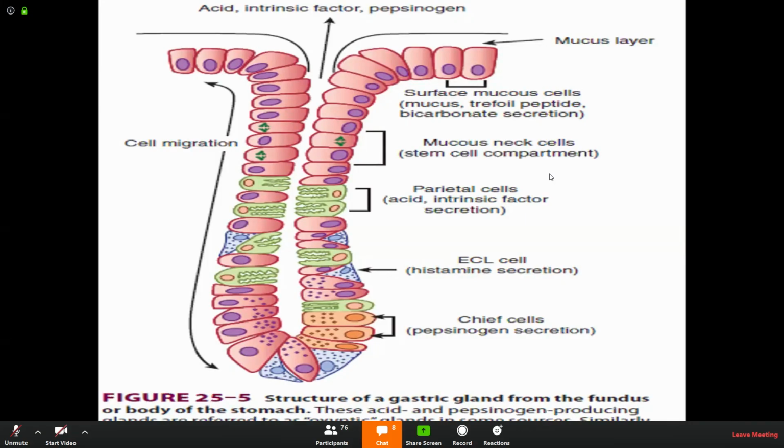Degeneration. Mucous neck cells help in regeneration. Parietal cells help in secretion of HCl and intrinsic factor. Enterochromaffin cells secrete histamine, chief cells secrete pepsinogen and gastric lipase, and class 1 G cells secrete gastrin.